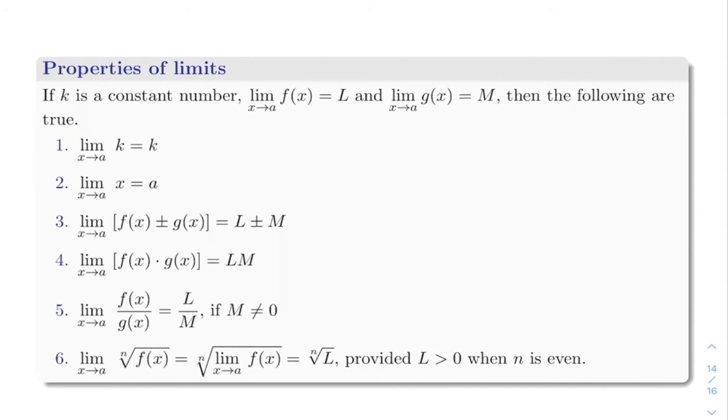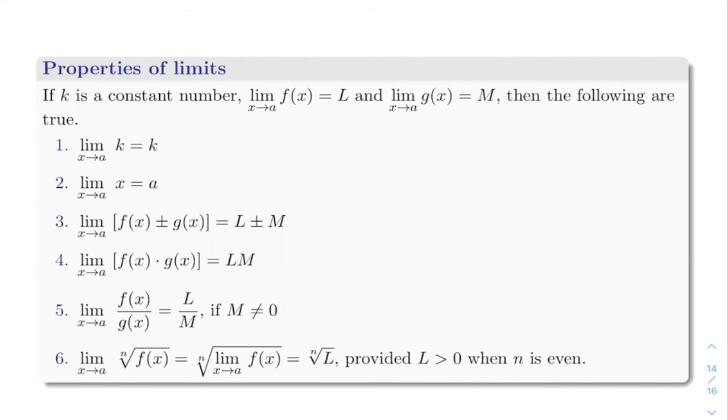The fourth property will be that the limit of the product of two functions will be the product of the limits. The fifth property that we will study is that the limit of a quotient of functions is equal to the quotient of the limits, with the only condition that m, the limit on the denominator, has to be different than 0. Because remember, we cannot divide by 0.